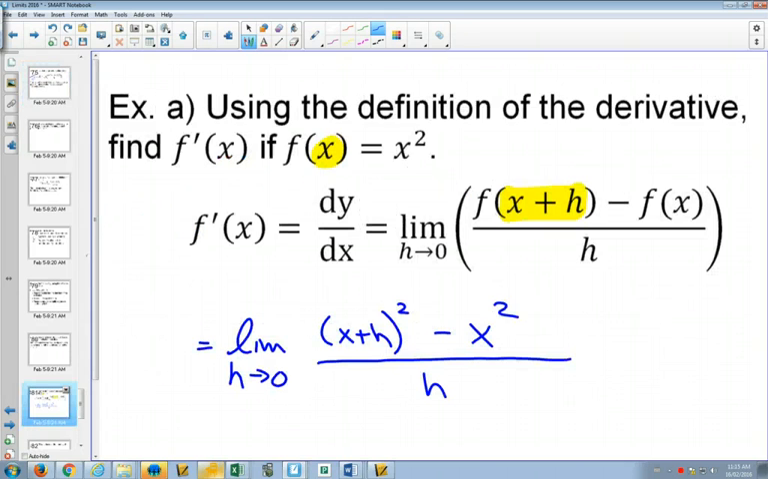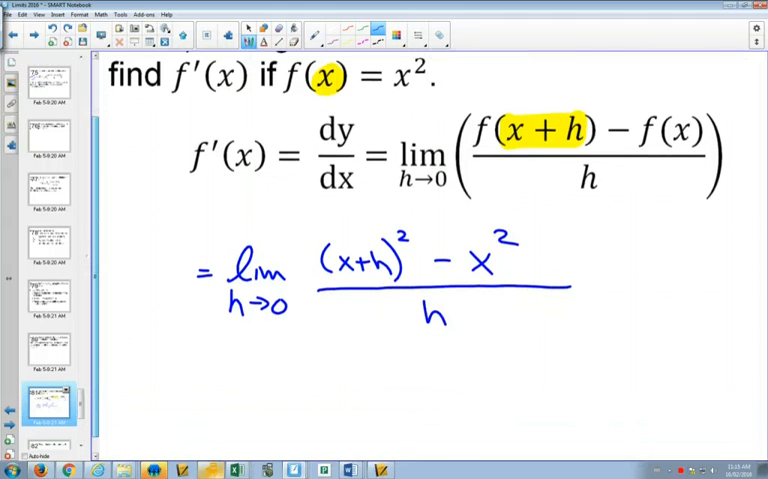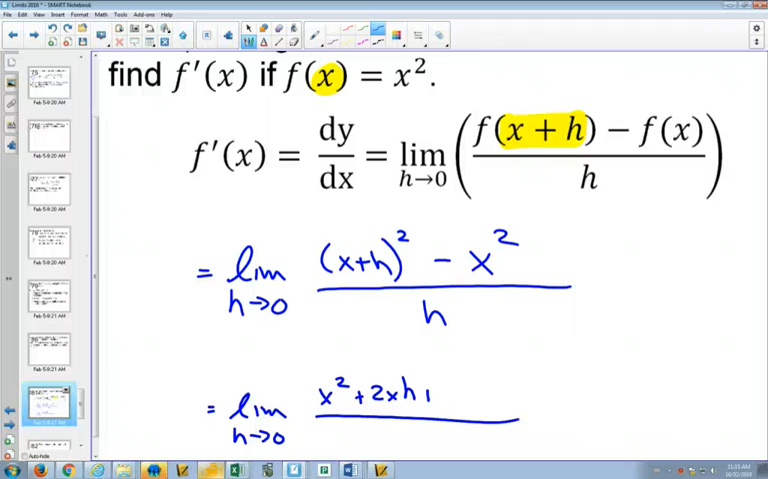So here in our equation, we've plugged it into the definition. Now we're going to use our algebra skills to see if we can get rid of that h on the bottom. What's something I can do? I can expand that, okay. X squared plus 2xh plus h squared. Still have minus x squared here, still divided by h.